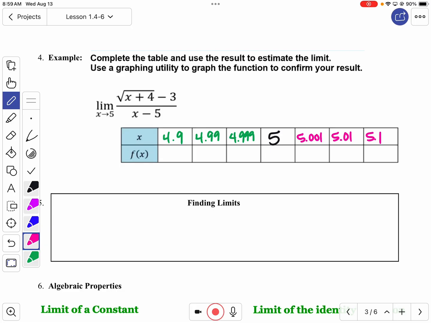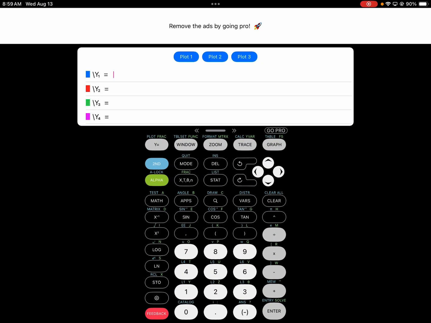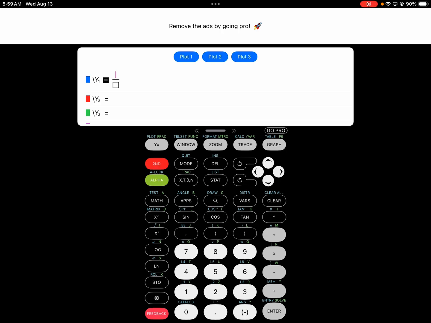All right, so we're going to go to y equals, and we're going to put this function in. We want to be sure that we get the radical in the right place, and we're using the fraction bar, all that good stuff. I'm not really going to be concerned about the graph because we're just going to look at the table. So I have alpha y equals, so I get a fraction, and then second x squared, x plus 4. Be sure you arrow out of the radical, and then do the minus 3. And then on the bottom, x minus 5.